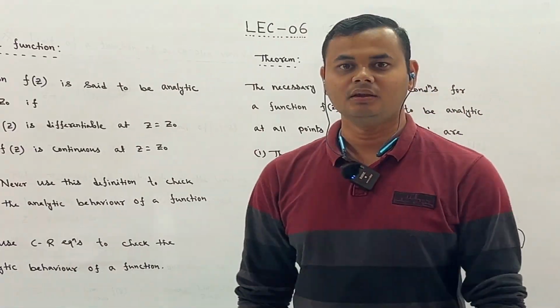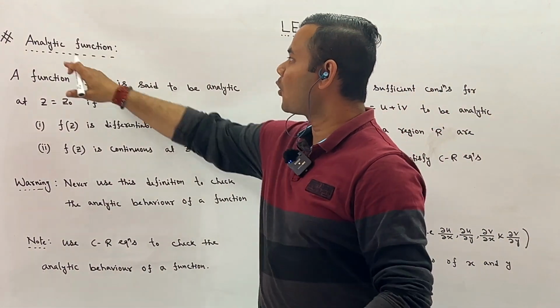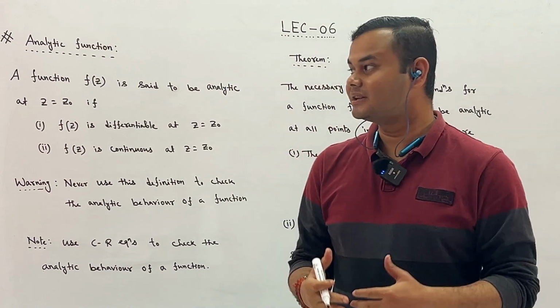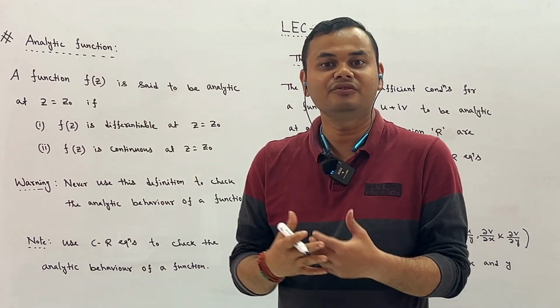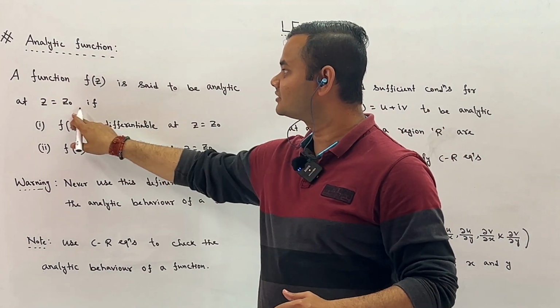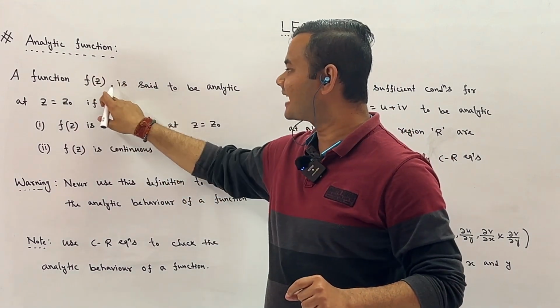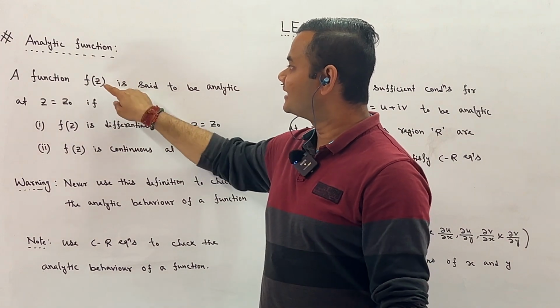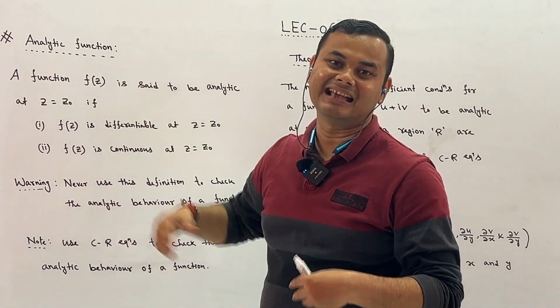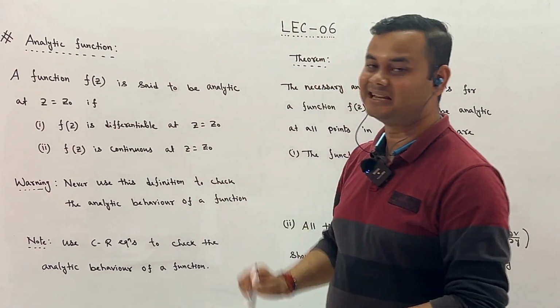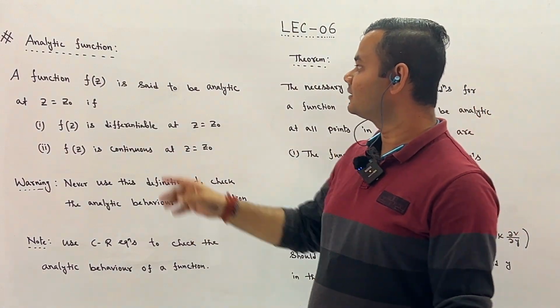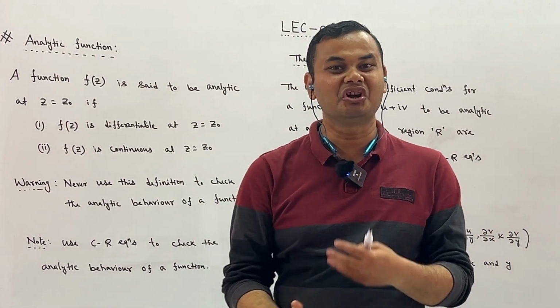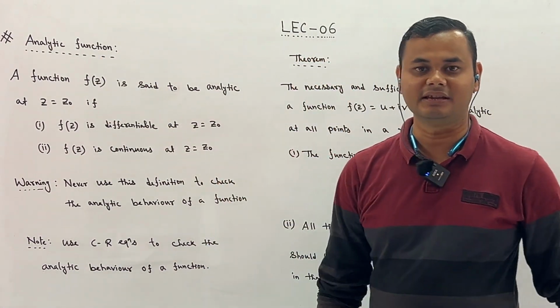Okay? Next, I am going to define what is analytic function. Students, a function f of z is said to be analytic at the point z equal to z0 if this function f of z satisfies two conditions. First condition is that this function f of z has to be differentiable at the point z equal to z0. Apart from that, this function f of z has to be continuous at the point z equal to z0.